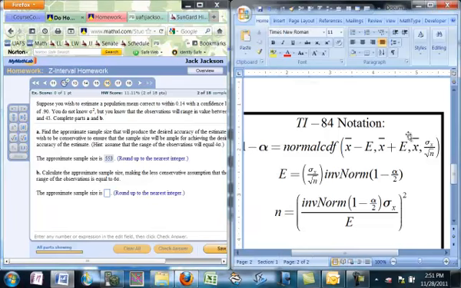Look at the formula here. Sigma of x is in the numerator, when that gets smaller, so does n. E is in the bottom, so if e gets bigger, n gets smaller. If e gets smaller, n gets bigger.